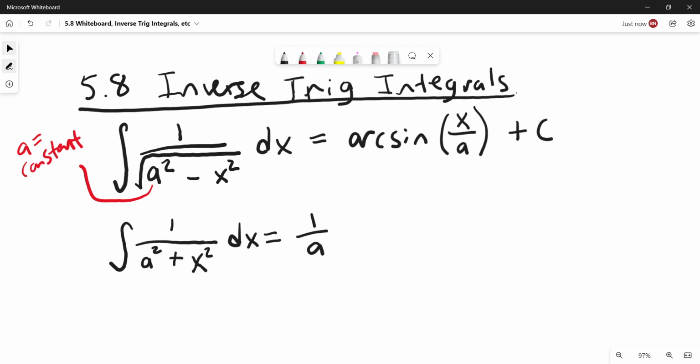Okay, 1 over a. So notice this has this 1 over a outside. Arcsine did not. Arctan of x over a plus c.